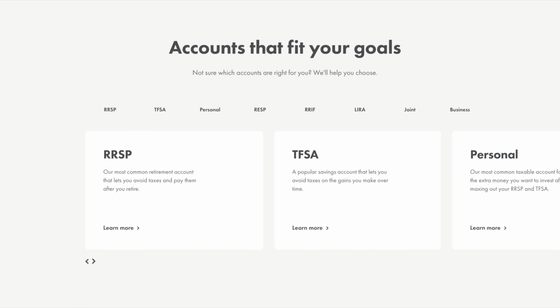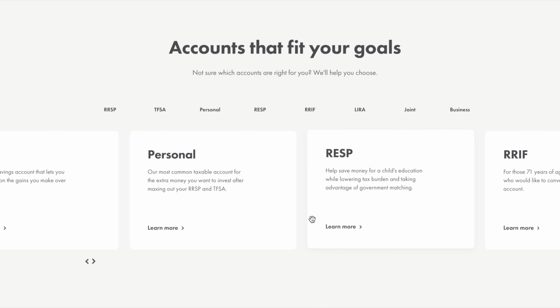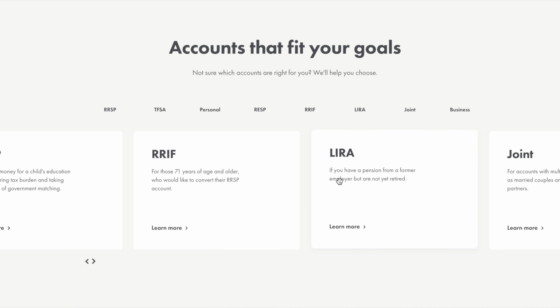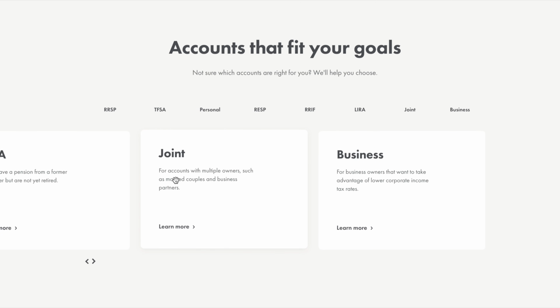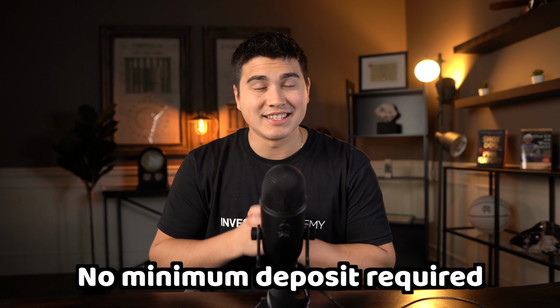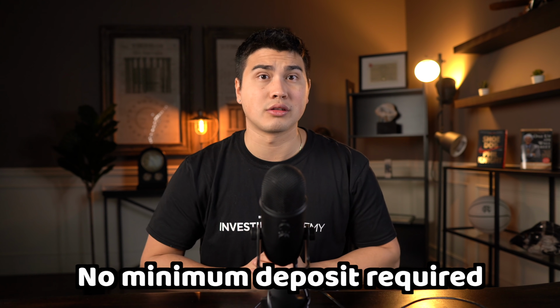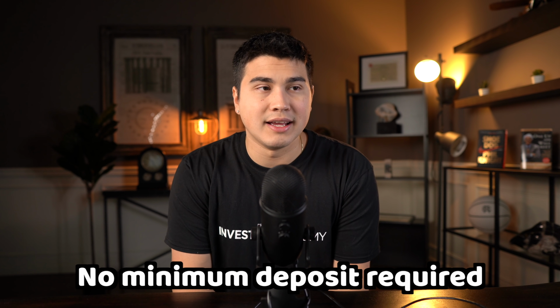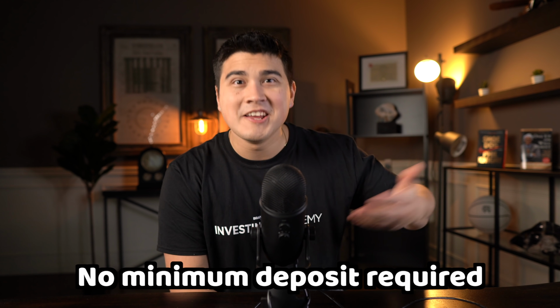Like Questrade, you're going to have access to a wide variety of account types. Not as much, but it's still going to hit pretty much every major category that you very likely will need, from the RSPs to the TFSAs to personal cash accounts, RESPs, RIFs, LIRAs, joints, and business accounts. However, one of the key benefits with Wealthsimple is that, as I mentioned, they do not have a minimum. You don't have to hit that $1,000 threshold, which is why it is a great option for beginners who are more or less just starting out and want to put some money in here and there.